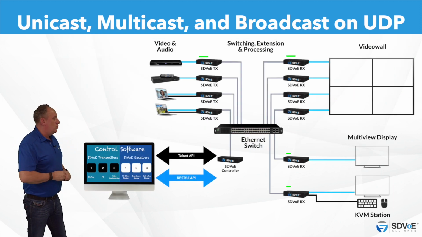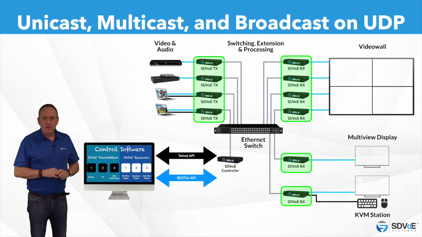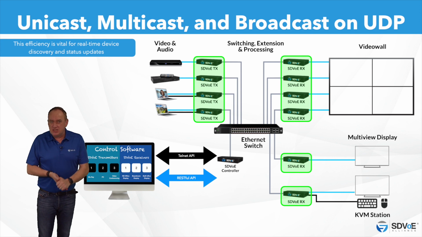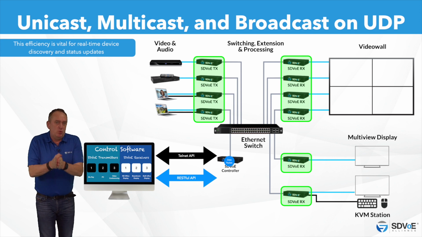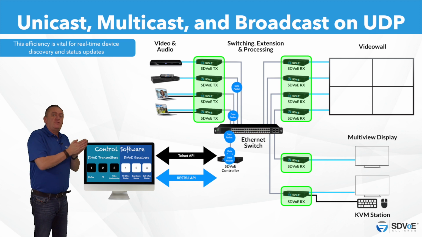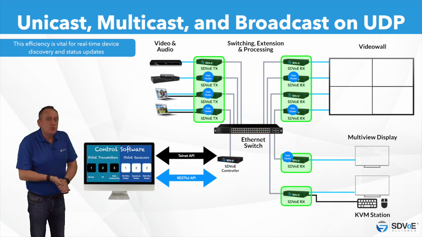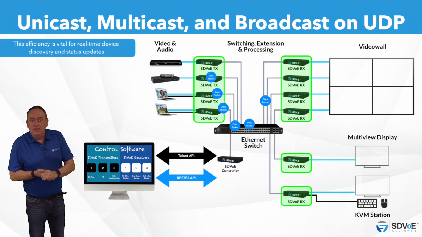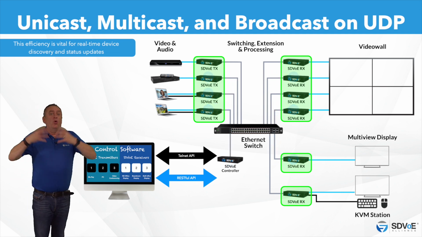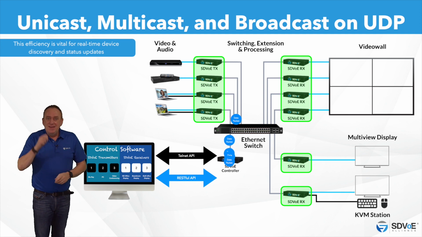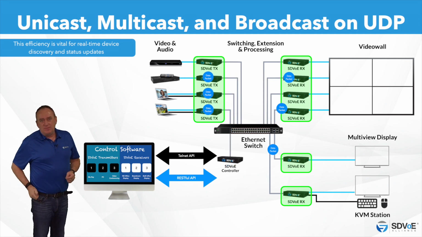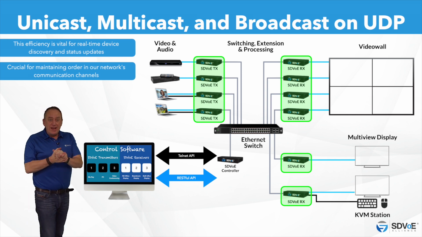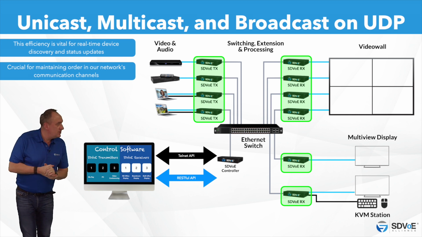Reaching many endpoints at once, UDP. This efficiency is vital for real-time device discovery and status updates. The specific port number allows the network to filter and direct these announcements appropriately, ensuring that only the intended recipients, be that one or a group or all of them, receive the message. It's a selective calling system, and it's crucial for maintaining order in our network's communication channels.